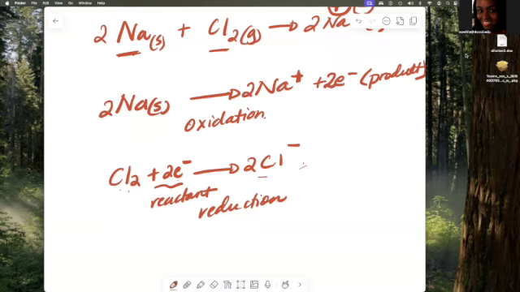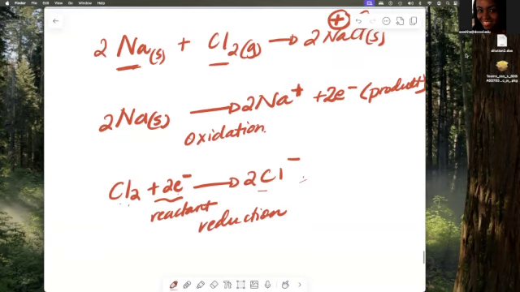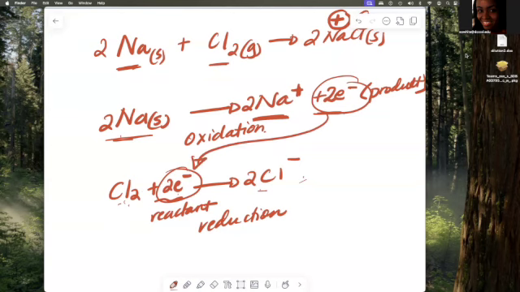And you can see how in the end, it actually works out in the overall reaction. So it takes 2 sodiums to produce 2 electrons, and the sodium, of course, becomes sodium ion, cation, positive ion. The 2 electrons are then taken in by chlorine, and chlorine gets reduced. So sodium gets oxidized, producing 2 electrons. Chlorine gets reduced, reacting with 2 electrons, right? So they feed into each other.